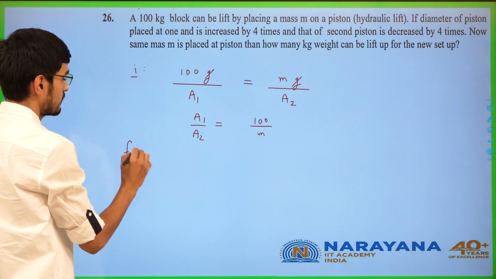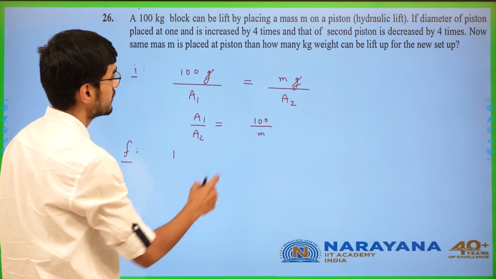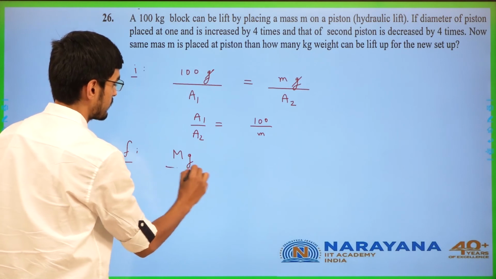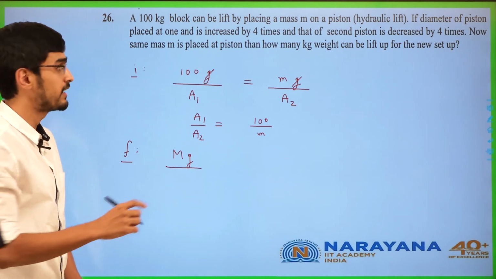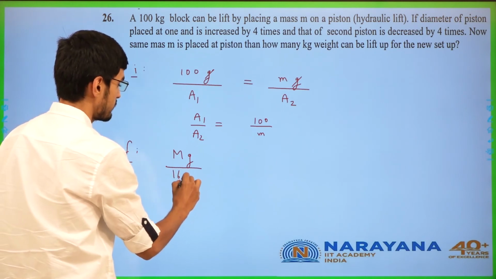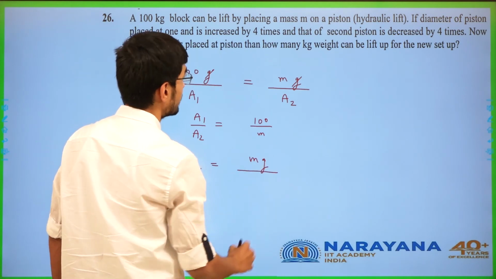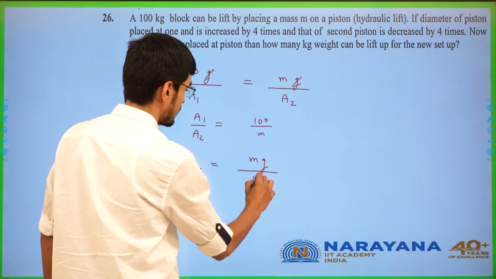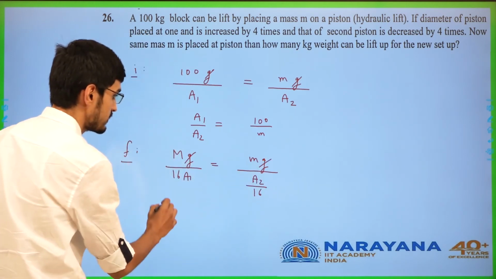And for the final setup, when we have changed the areas, we have to find how much mass we can lift. On the other side, the same small m mass is being kept. Say the new mass is capital M, so capital Mg divided by the area. The diameter of the piston at one end is increased by 4 times. If diameter is increased by 4 times, then the area will increase by 16 times, so this will be 16 times A1. This should be equal to the same mg divided by the second piston, whose diameter is decreased by 4 times. That means the area A2 will become A2 divided by 16.